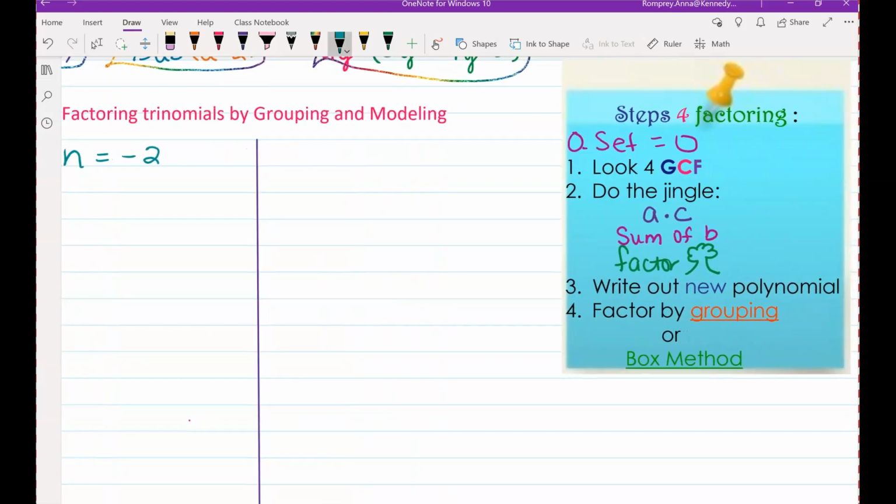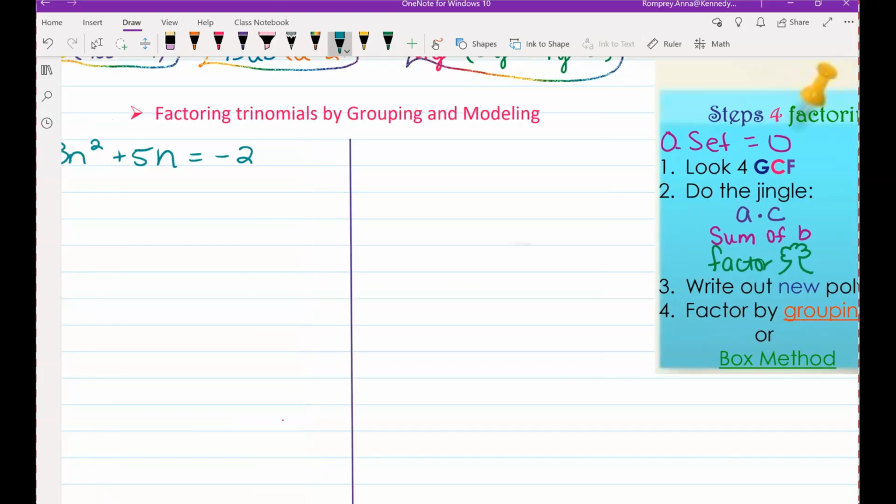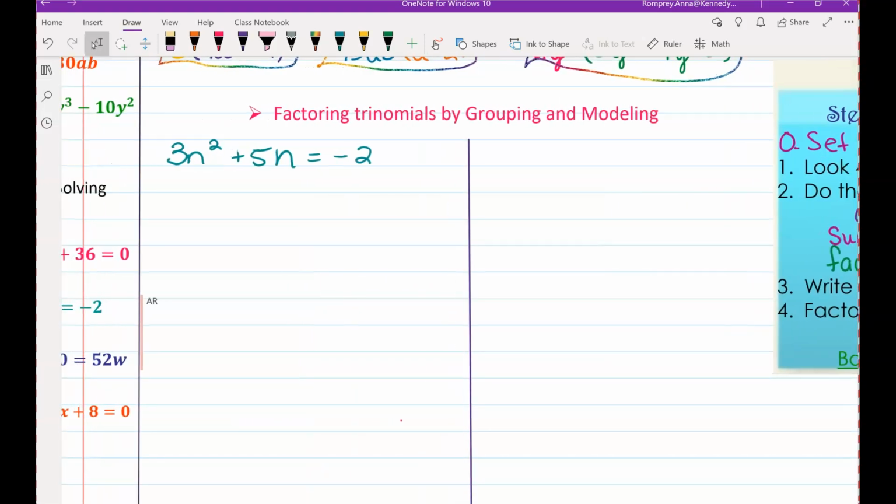Okay, so let's come over here. Step 0: set it equal to 0. When we're setting equal to 0, we also need to make sure that these are in standard form. So to set this equal to 0, I need to move my positive 2 over with all my other terms. So I'm going to add 2 to both sides. So I have 3n squared plus 5n plus 2 equals 0.